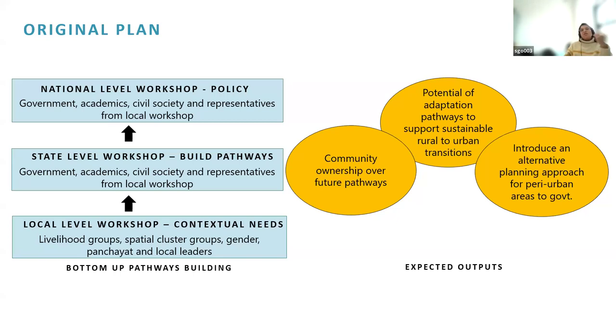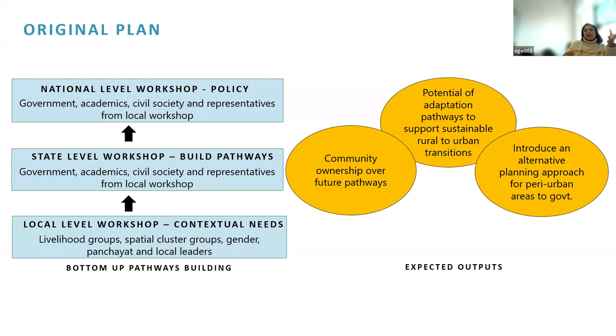So initially, we wanted to do more bottom-up pathways building. And by that, we would have a first workshop at the local level to identify contextual needs and largely engaging local livelihood groups, spatial cluster groups, local panchayat or local village leaders, for example. Then follow that up with a state level workshop where they would actually build the pathways using those inputs from the local workshop. And for this one, we would engage different kinds of stakeholders like government, academics, civil society, as well as representatives from the first workshop. And then finally, a national level workshop, which was more policy oriented, again utilizing the inputs from the pathways at the previous workshop.